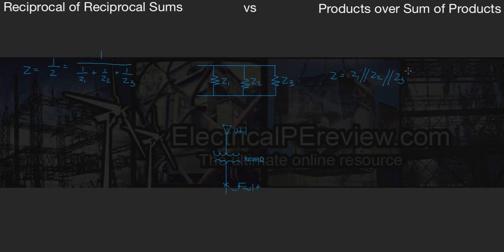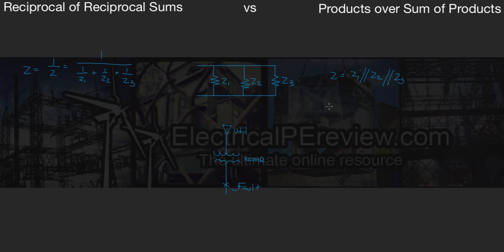So I use this to show products over sum of products. I prefer product over sum of products versus reciprocal of reciprocal sums. You're going to get the exact same answer from both. So it all boils down to what you're most comfortable doing, what's most natural to you, what can you do over and over and over under pressure without making any mistakes.